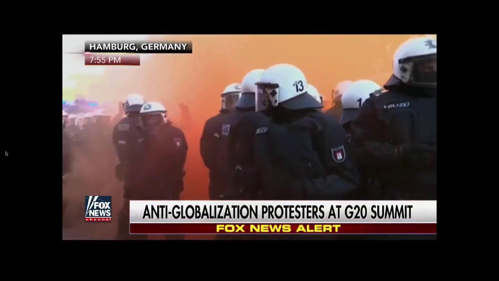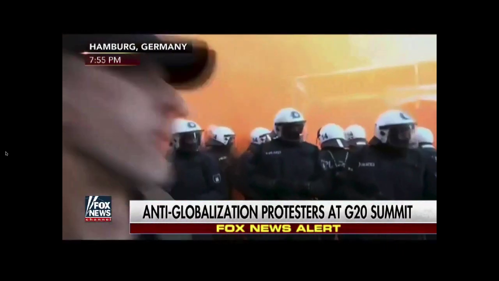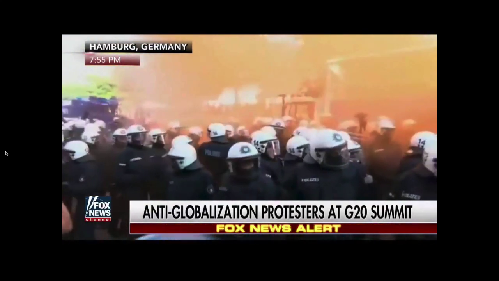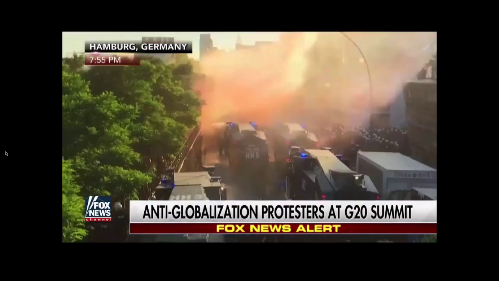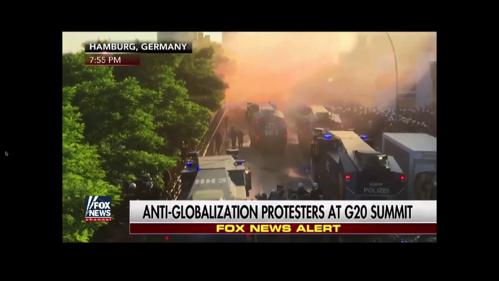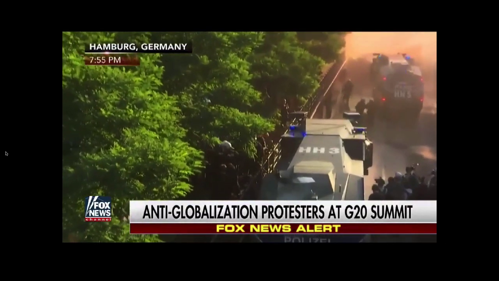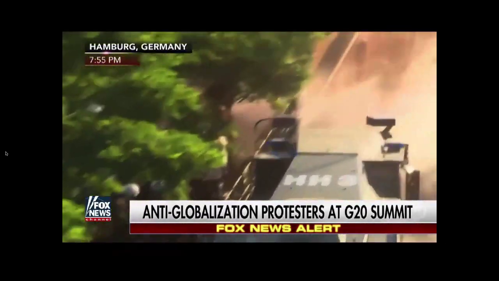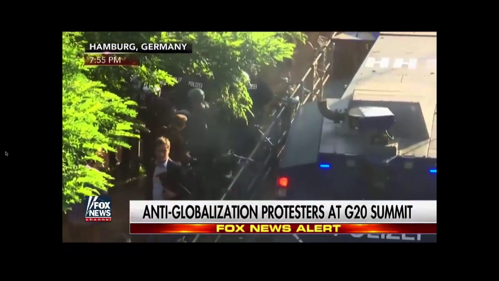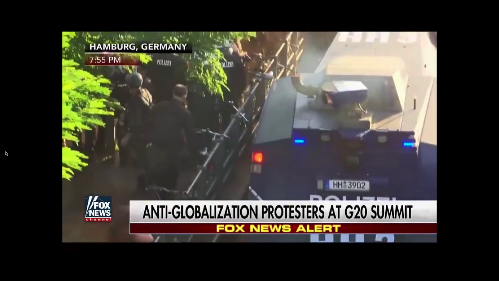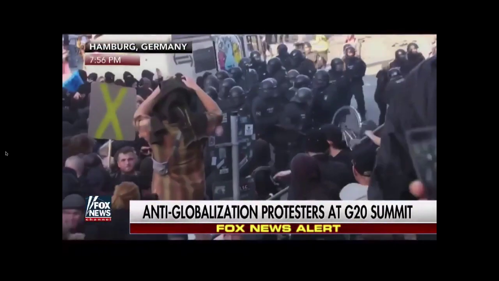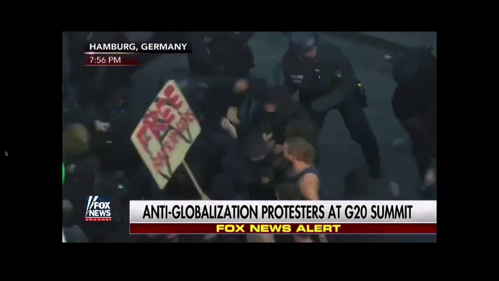Obviously, a tense time in Hamburg as the leaders of the top 20 economies of the world have gathered there to talk about the world economic situation and try to make things better for all of us, but these protesters are having none of it. There go the water cannons, very effective in keeping protesters at bay, knocking them off their feet in a non-lethal way. That's what often happens. The protesters are apparently arguing against globalization and throwing rocks and bottles at police officers and so forth.